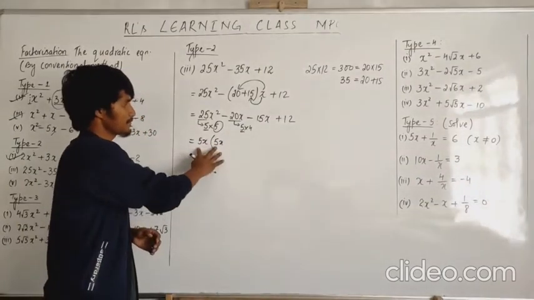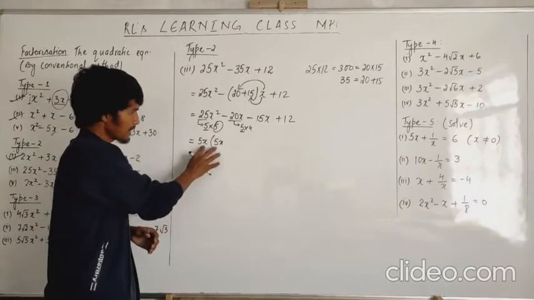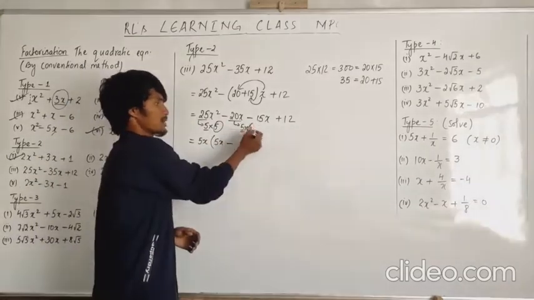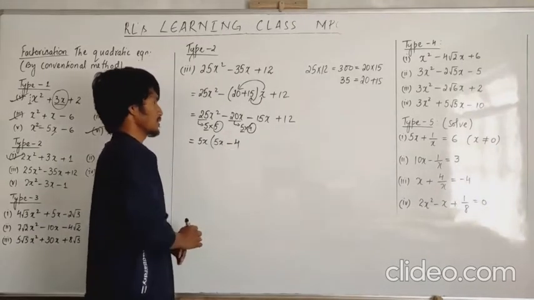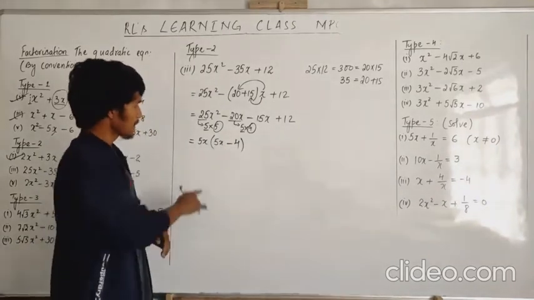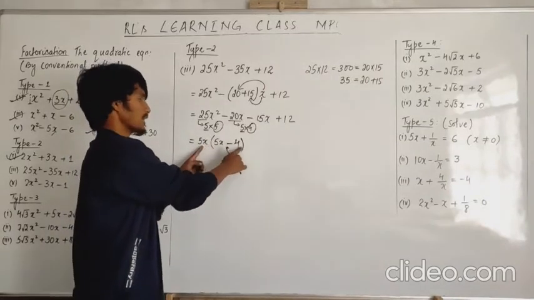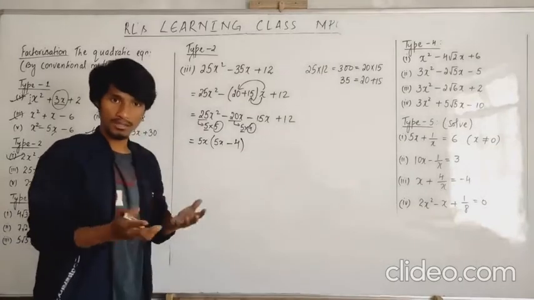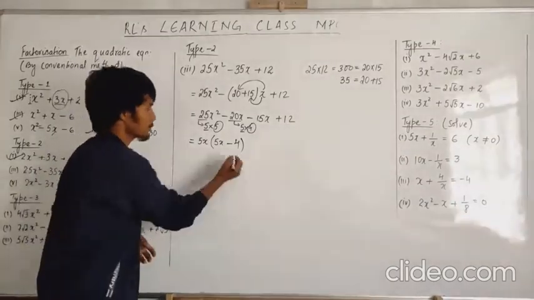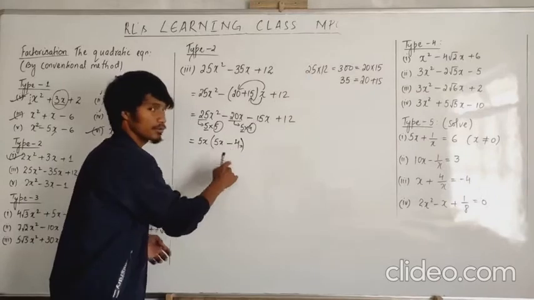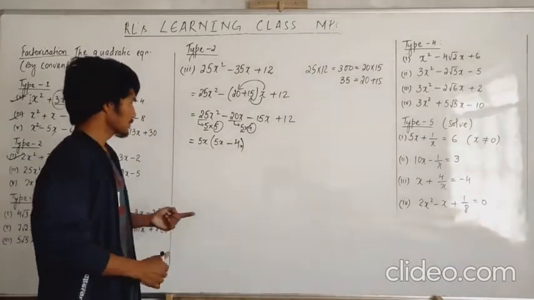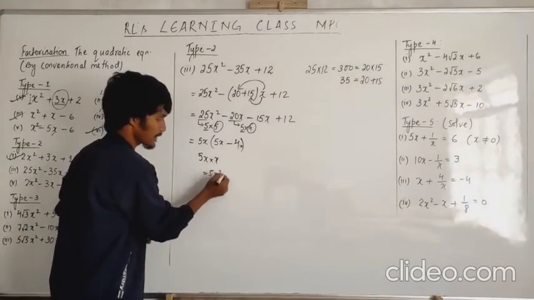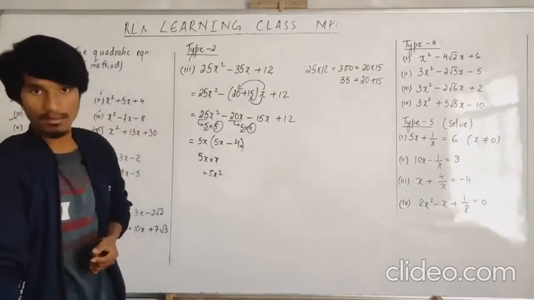Now 5 into 5, 5 into 5, 25. X into x, x squared. Then minus, I have to put here minus. Now what is left here? 4. We have to put here 4. Now x is already there, then we don't need to put x again here. If I put x here, then 5x minus 4x is equal to 1x. That is not correct. Because if I put x here, then we got 5x into x, then we got 5x squared. But here is 25x squared.